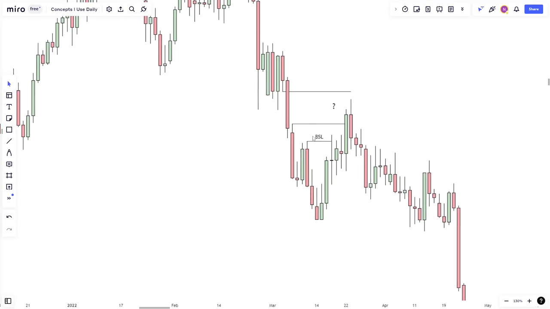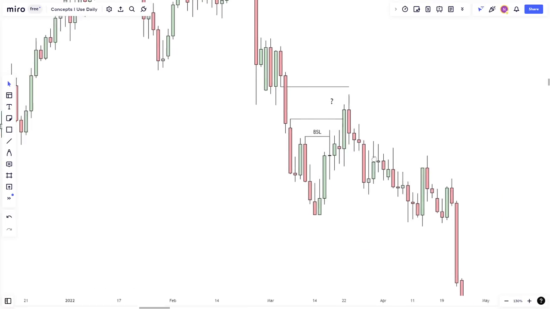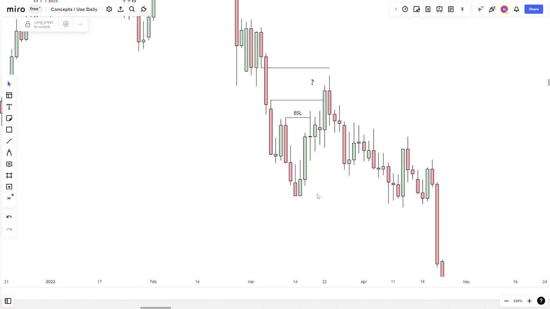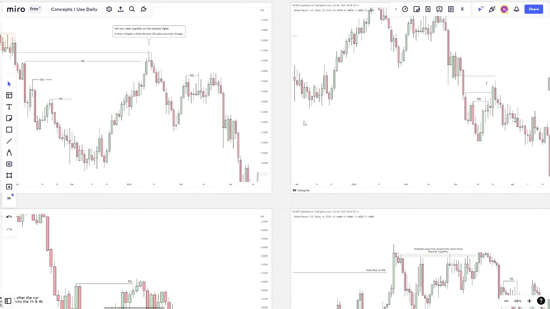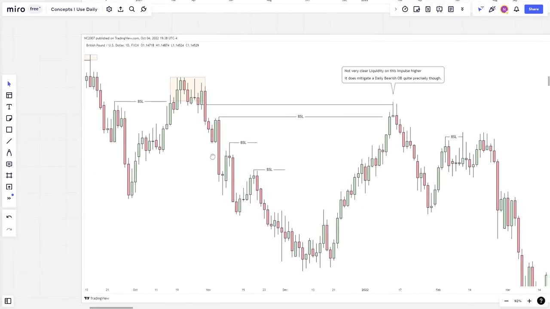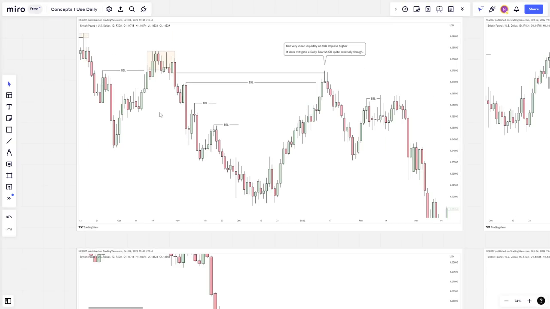Well, here it takes buy side and sell side liquidity, and mitigates a fair value gap. Why are we targeting at least down to this low, right? Of course, it's the daily chart. You understand the point. Here, a lot of buy side and sell side liquidity was taken, and you can see lower low, lower high, lower low, lower high.